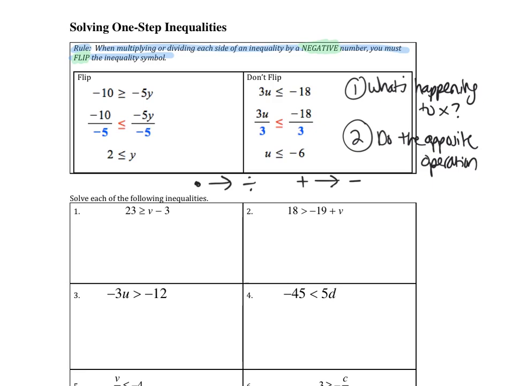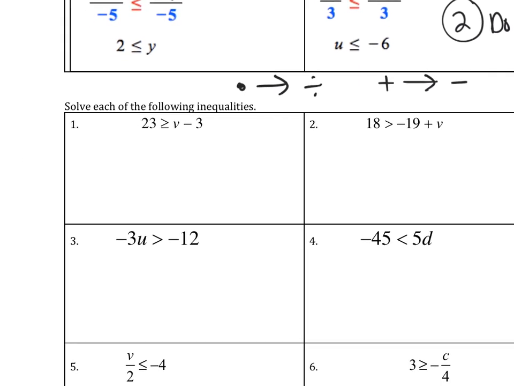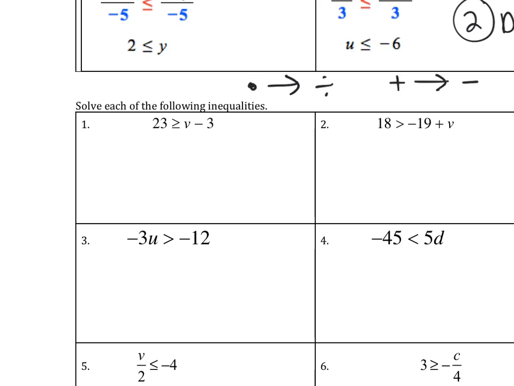In the first one, you have 23 is greater than or equal to v minus 3. Okay? What's happening to the variable? It's being subtracted by 3. So I'm going to do the opposite, and add 3 to both sides, just like if this were an equation. When I add 3 to both sides, I get 26 is greater than or equal to v. Final answer. That's it. One step to get this, and that's how I write my answer. Please make sure that you input the same inequality sign into Alex when you are working on this, okay?